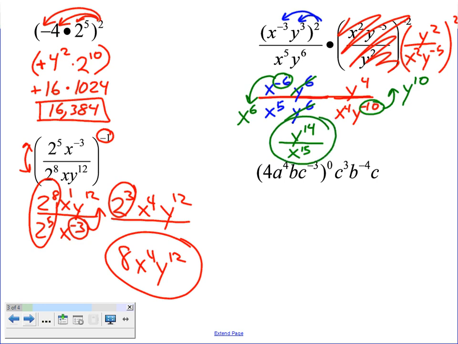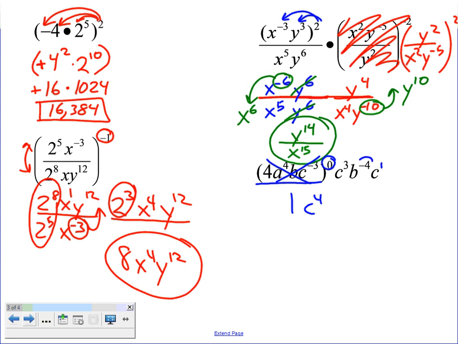One more to do here. Now the very first thing I'm going to look at is I have to the 0 power. So this entire parentheses gets reduced down to 1. I'm going to put an imaginary exponent after that c and say, okay, c to the 3rd power times c to the 1st power, simply c to the 4th power.